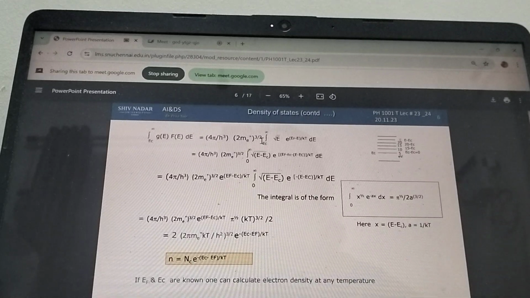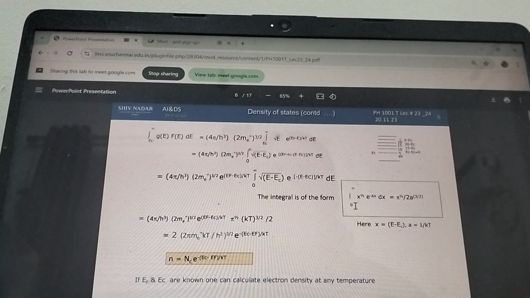Now, this is somewhat similar to a standard integral we have, but the limits there are from 0 to infinity. Here it is from EC to infinity.